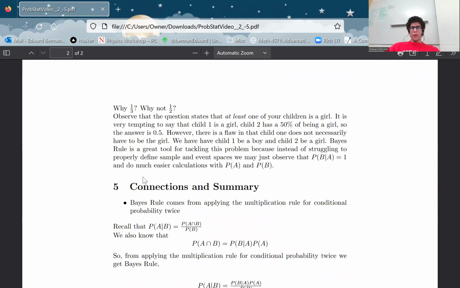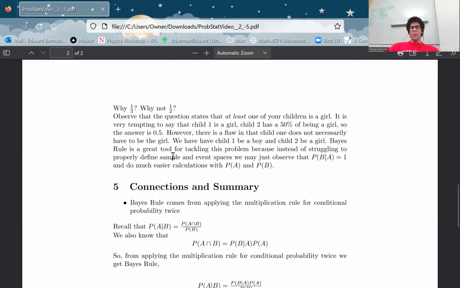Well, we've calculated the third through Bayes' rule, and we went through the sample space. But observe that the question states that at least one of your children is a girl. It's very tempting to say that child 1 is a girl, child 2 is 50% chance of being a girl, so the answer is 0.5. However, there is a flaw in this logic in that it does not necessarily have to be the older or any in particular child to be the girl. You can have child 1 be a boy rather, and child 2 be a girl.